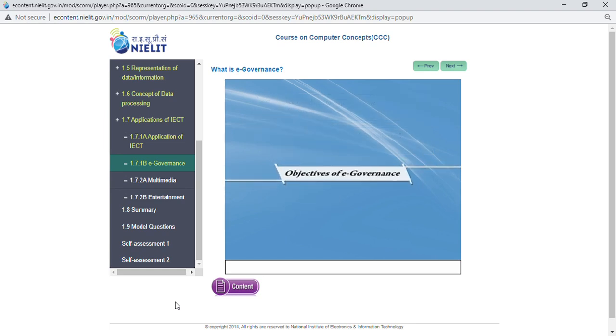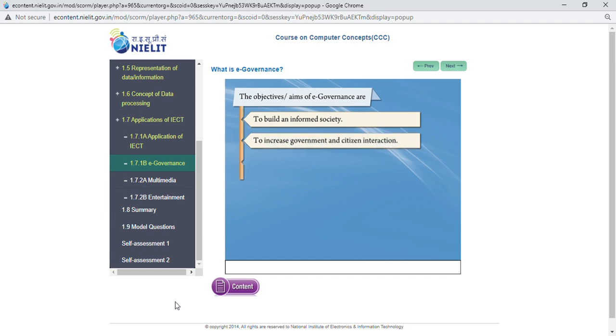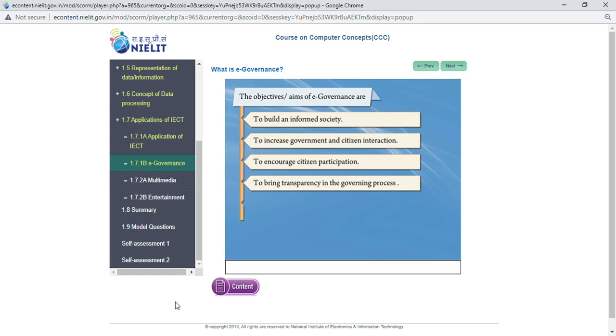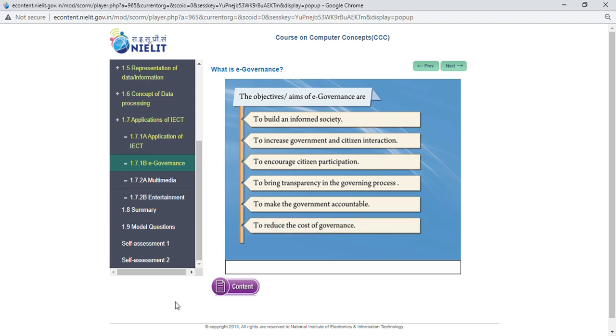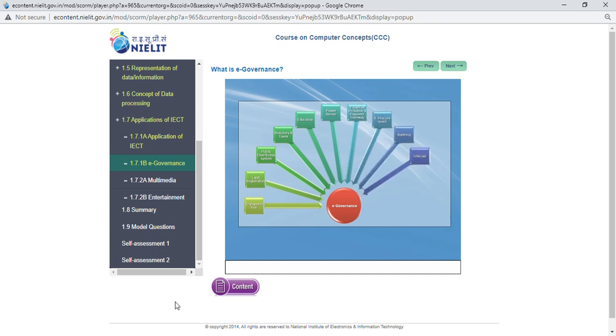Objectives of e-governance. The objectives or aims of e-governance are to build an informed society, to increase government and citizen interaction, to encourage citizen participation, to bring transparency in the governing process, to make the government accountable, to reduce the cost of governance, to reduce the reaction time of the government. These are implemented by government to improve the effectiveness, efficiency, service delivery, and to promote an effective and efficient democracy.